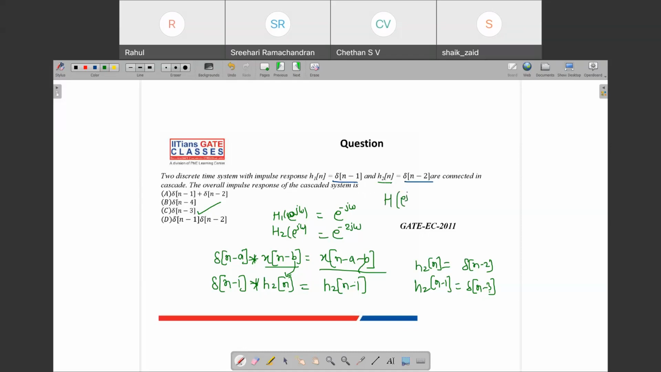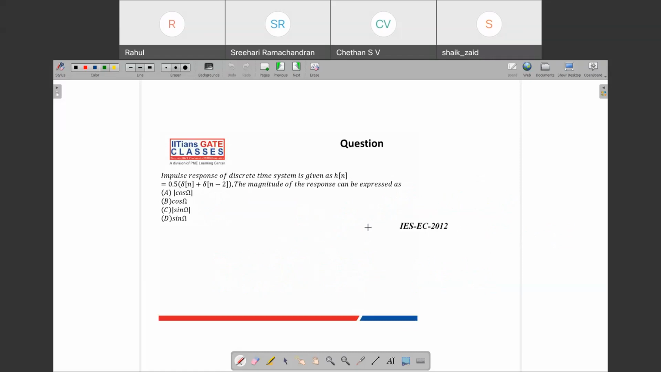So H of e to the power j omega will become H1 multiplied by H2. When you multiply these two, you'll get e to the power minus 3j omega. And when you take the inverse Fourier transform, you'll get delta n minus 3. So this is the Fourier transform of delta n minus 1. Go to the next slide.